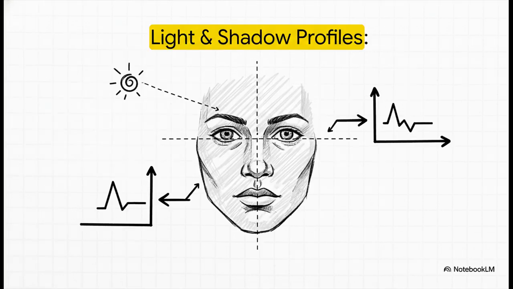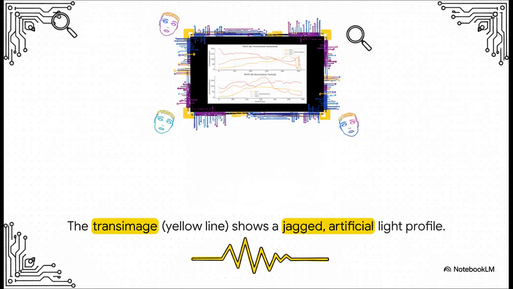The final test in this particular case file takes a look at the light and shadow profiles. By plotting the average light intensity across both the horizontal and vertical axes of each face, the analysis can compare exactly how light is behaving across their surfaces. And just look at these graphs. The pink and orange lines, which represent the real faces, have these relatively smooth, organic-looking curves. But the yellow line for the transimage is completely different. It's jagged with these sharp, almost unnatural-looking spikes and dips.